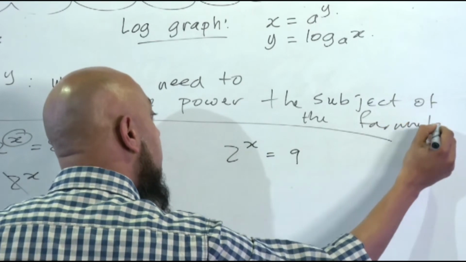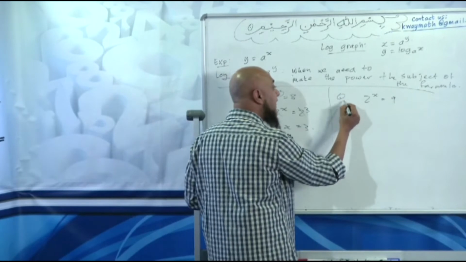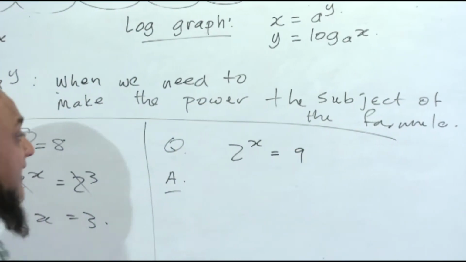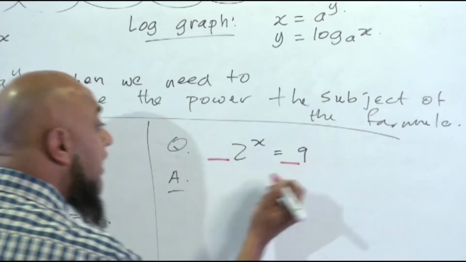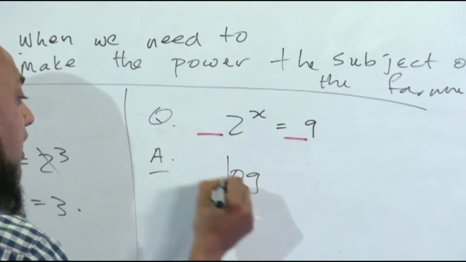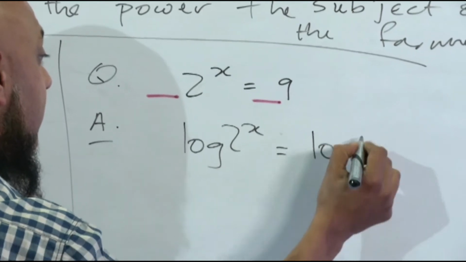Hence the need for logs. Why? Let me show you. If the question is 2 to the power x is equal to 9, in your answer we attach a log on the one side and a log on the other side. So we say log of 2 to the power x is equal to log 9.